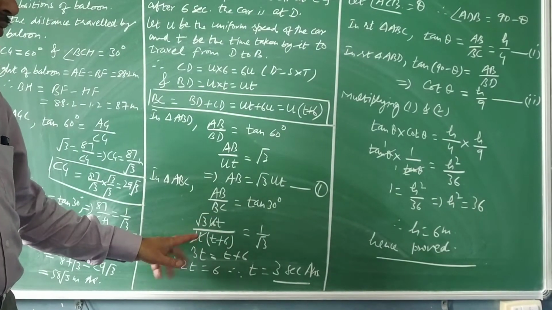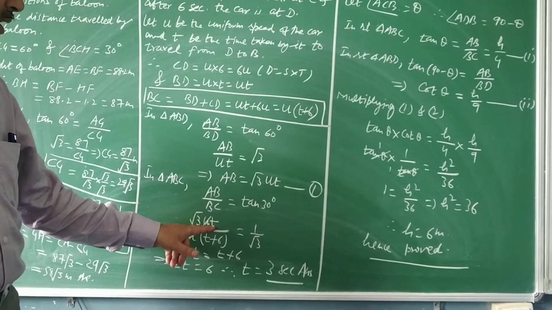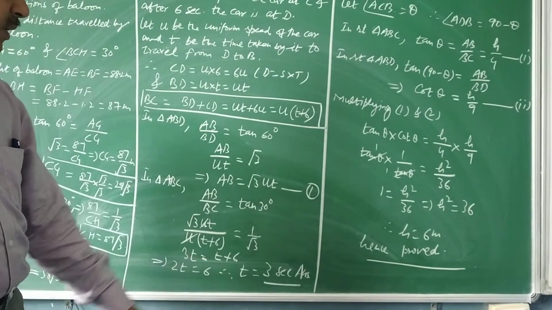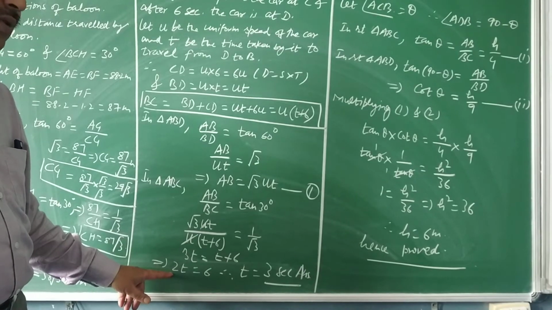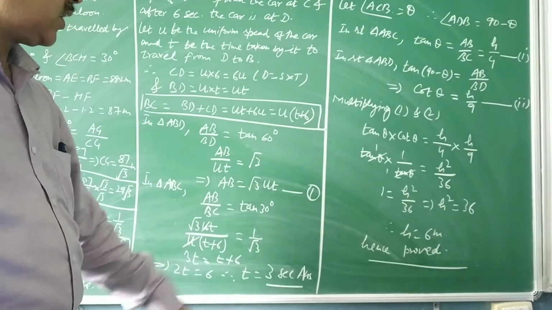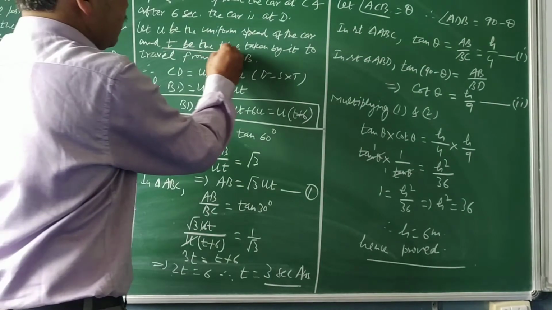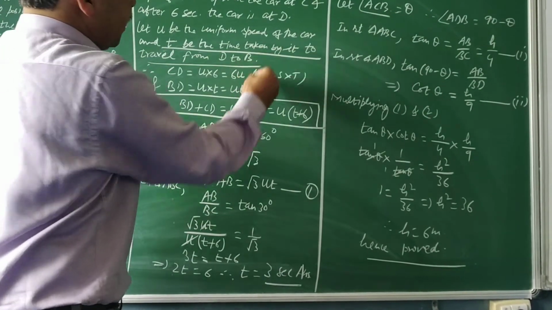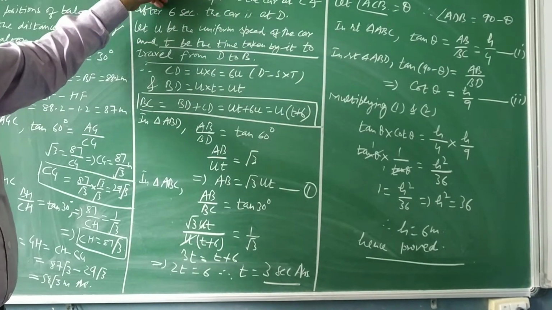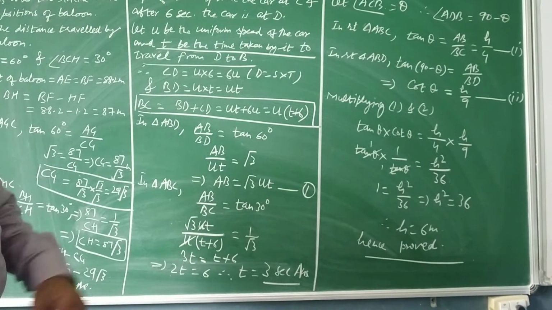Now U and U you can cancel. You do the cross multiplication. Root 3 into root 3, here it is T also, so this will be 3T is equal to T plus 6 into 1, which makes it T plus 6. So 3T minus T, 2T, is equal to 6. In that way you will be able to calculate the time, and that comes out equal to 3 seconds. I mentioned here, let T be the time taken by it to travel from D to B, which was required. So the time taken by the car to move from D to B will be equal to 3 seconds. So that is the answer for this question.